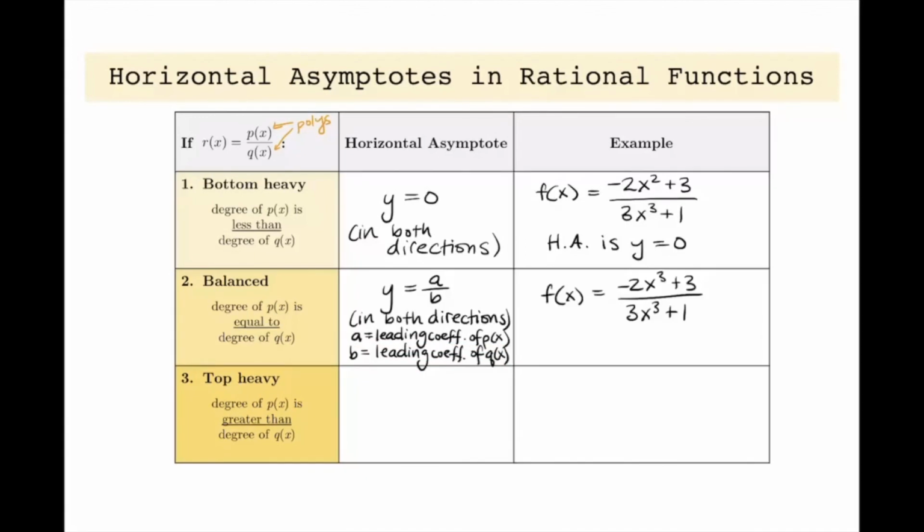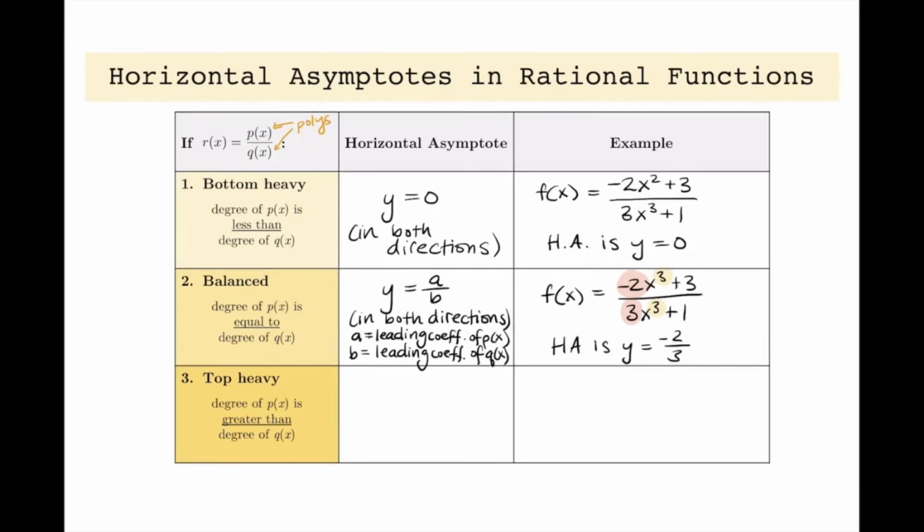For example, if we have the function f of x equals negative 2x cubed plus 3 divided by 3x cubed plus 1, very similar to the previous example, but here we have the same highest degree in the top and in the bottom. So the horizontal asymptote is going to be the ratio of the leading coefficients, which are negative 2 in the top and 3 in the bottom. So our horizontal asymptote will be y equals negative 2/3.